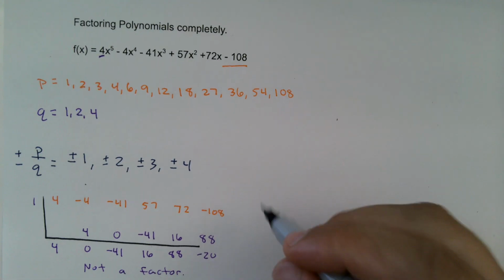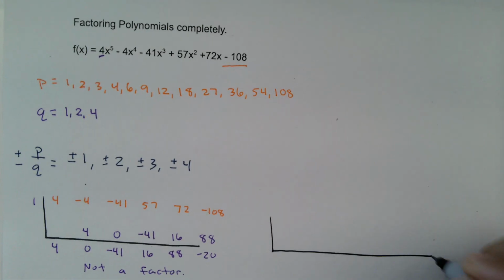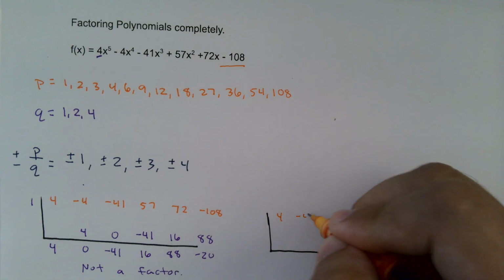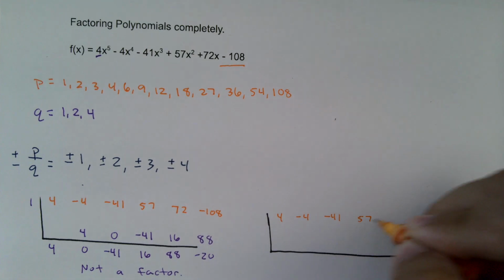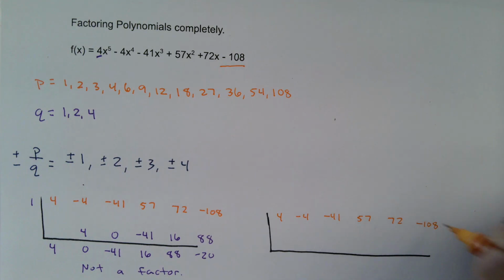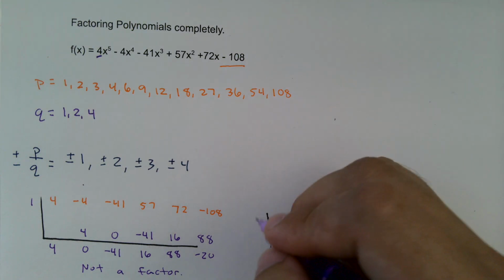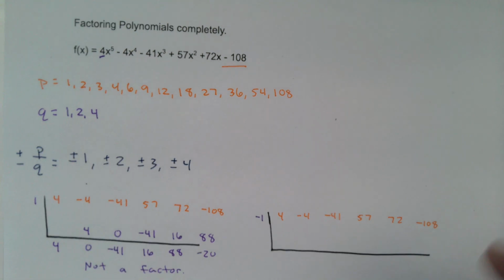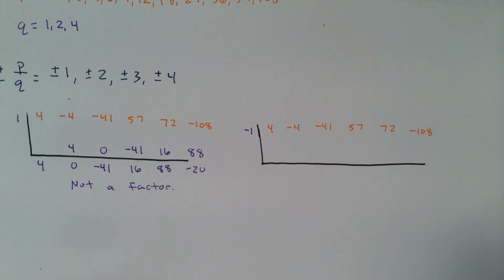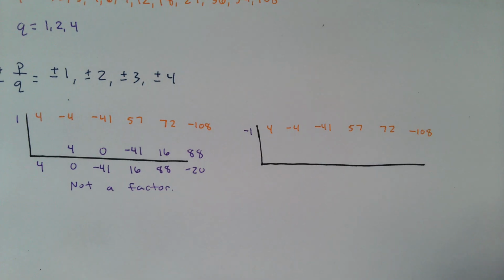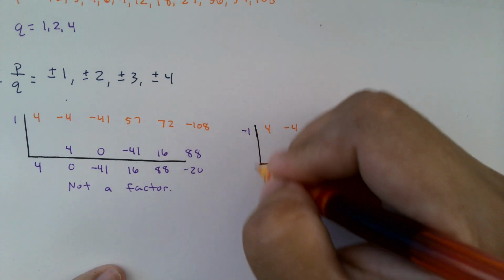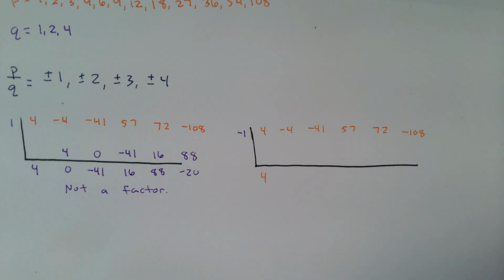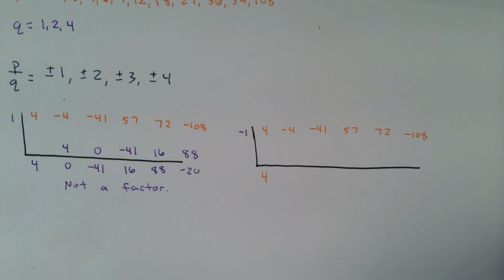Next, we will check negative 1. 4, negative 4, negative 41, 57, 72, negative 108. This is the part where I tell you don't get discouraged if you check like 8 of them and they don't work. Because trust me, the further you go in math, the worse it gets. And you're going to love it. Wait till you get to a calculus problem and the problem takes 2 pages and the answer is just 1. That'll be fun.